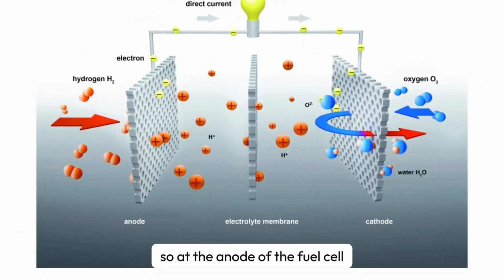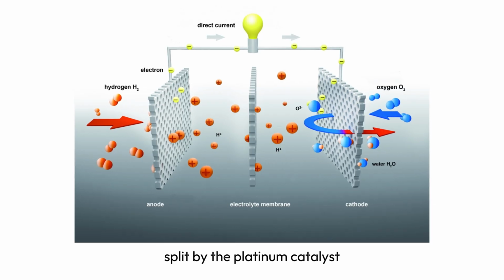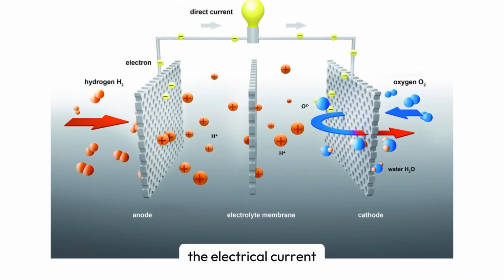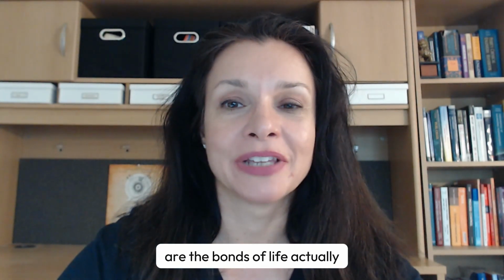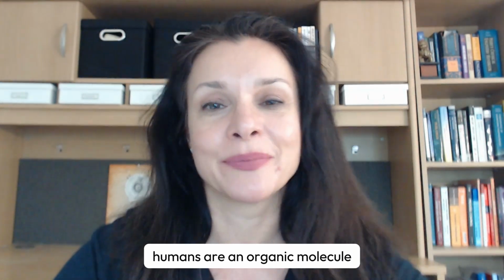At the anode of the fuel cell, that H2 molecule is split by the platinum catalyst. It releases 2 protons and 2 electrons. This generates the electrical current. Covalent bonds are the bonds of life, actually. Organic molecules, and humans are organic molecules.